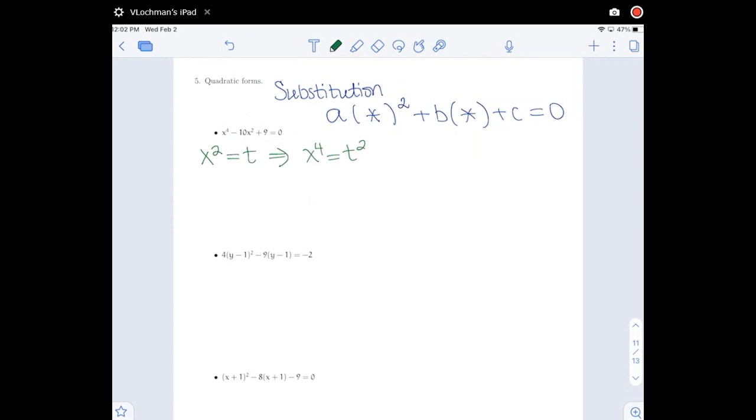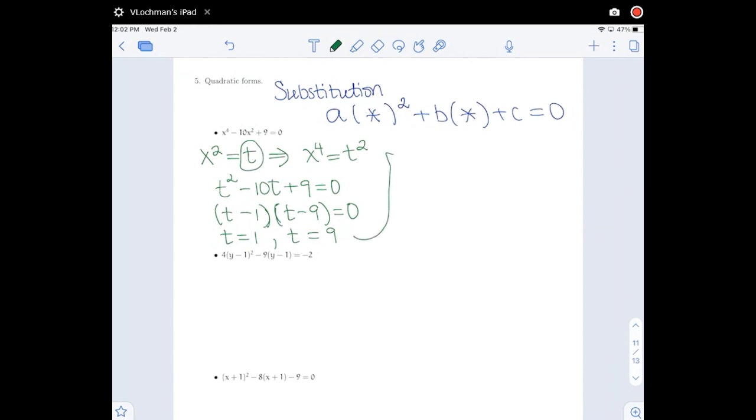But now I can rewrite my initial equation as t squared minus 10t plus 9. That is quadratic. That's just our good old quadratic equation that's also factorable. We can easily factor this. This factors as t minus 1 times t minus 9 is equal to 0. So t is equal to 1 or t is equal to 9. That's for our new variable, right? This is our new variable t.